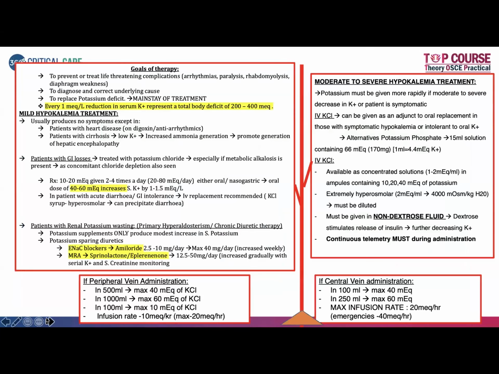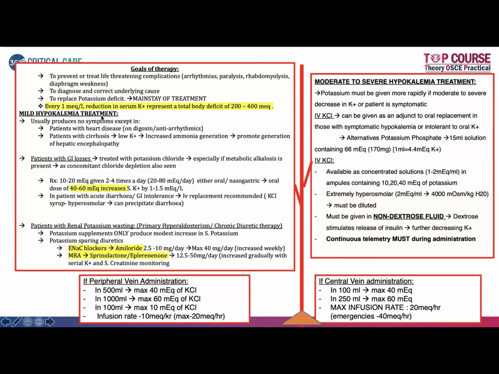So goals of therapy: prevent arrhythmias, paralysis, rhabdomyolysis, and any respiratory weakness. Correct the underlying cause. Eliminate the causative or etiological factors. Mainstay: remember, whenever there is a 1 milliequivalent decrease in the serum potassium level, the body deficit is going to be huge, almost 200 to 400 milliequivalents.